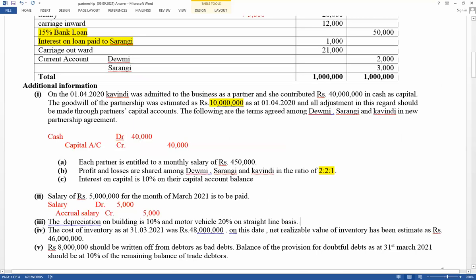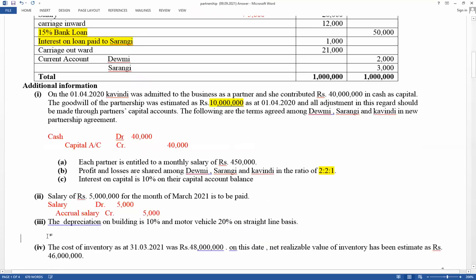Think additional third one. Relevant for the depreciation part. It has given depreciation building 10%, motor vehicle 20%, straight line basis. Calculate depreciation from the beginning based on cost value. There are 2 methods, straight line basis and reducing balance method. Straight line basis means depreciation should be calculated based on cost value. Reducing balance method means based on net book value. Net book value means cost minus accumulated depreciation. Based on net book value depreciation should be calculated. Reducing balance method.